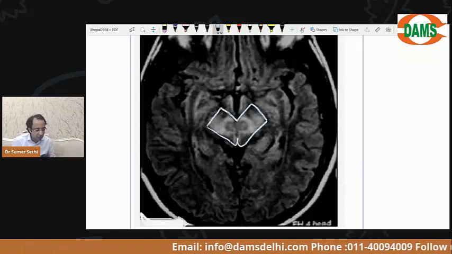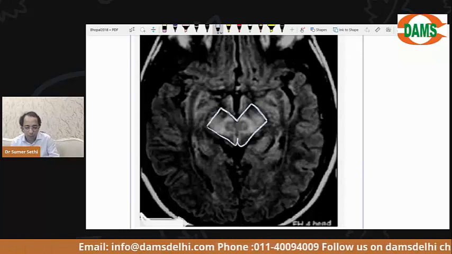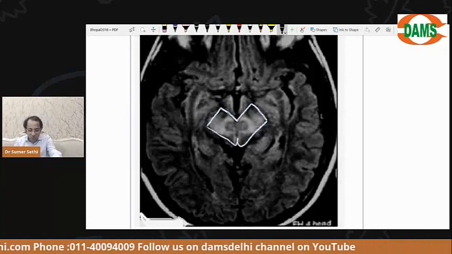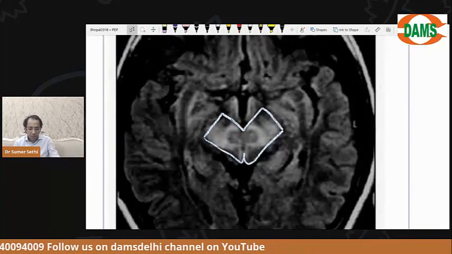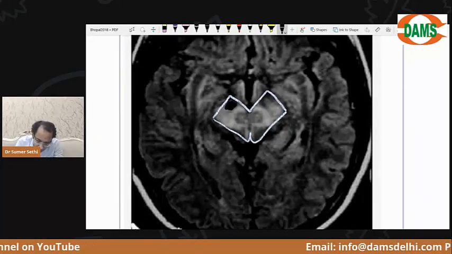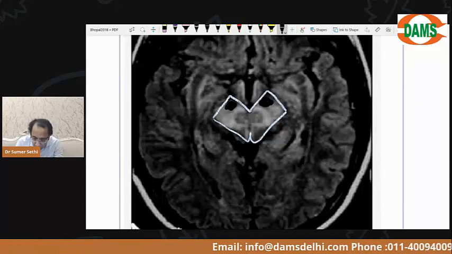What part of the brain is abnormal? This is the midbrain. Whatever is abnormal will always look very white. So the midbrain is very white. Can you see it is very white? But the only thing is, this area where you have the substantia nigra is paired, and this area is also normal.